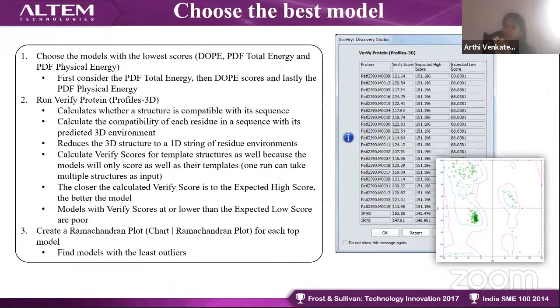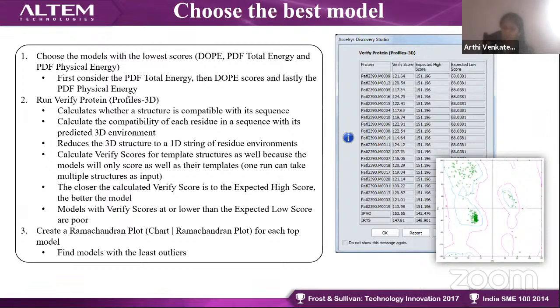So how will you choose the best model? You will choose your best model with the lowest score, based on the DOPE score, as well as the PDF total energy and the PDF physical energy. So which energy should be considered first? Say, for example, first you have to consider your PDF total energy.